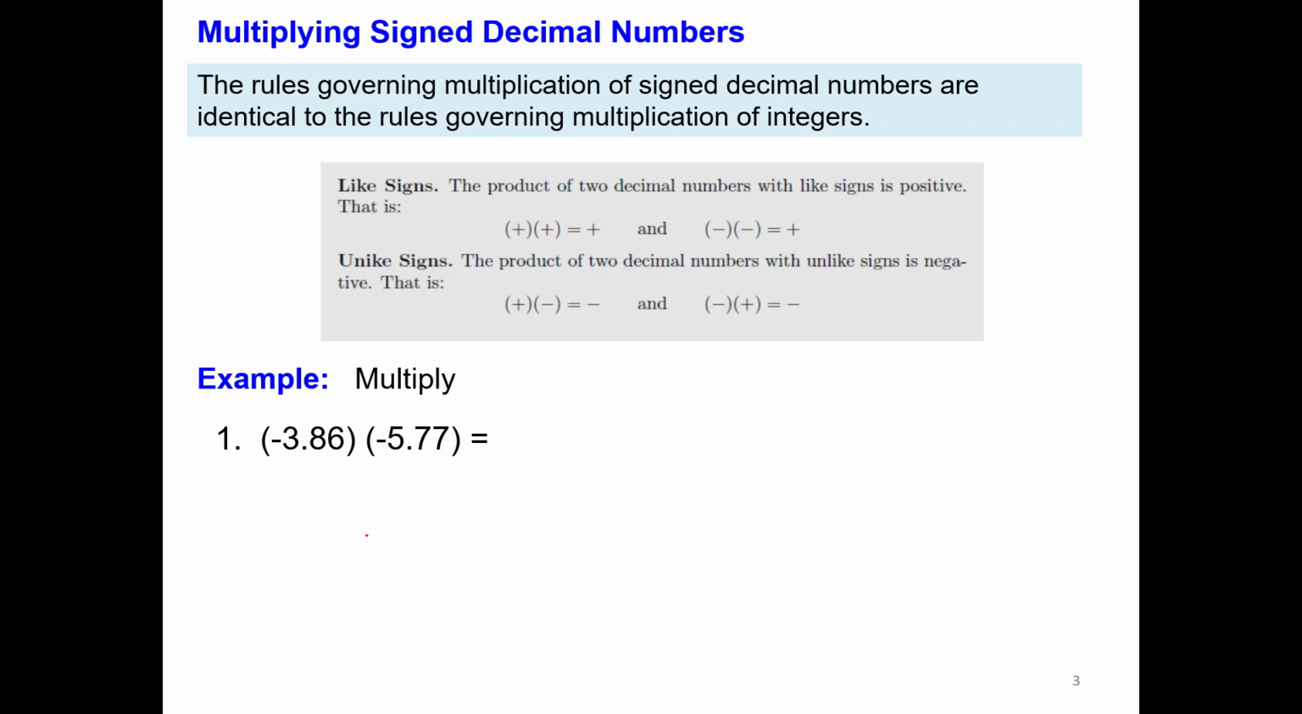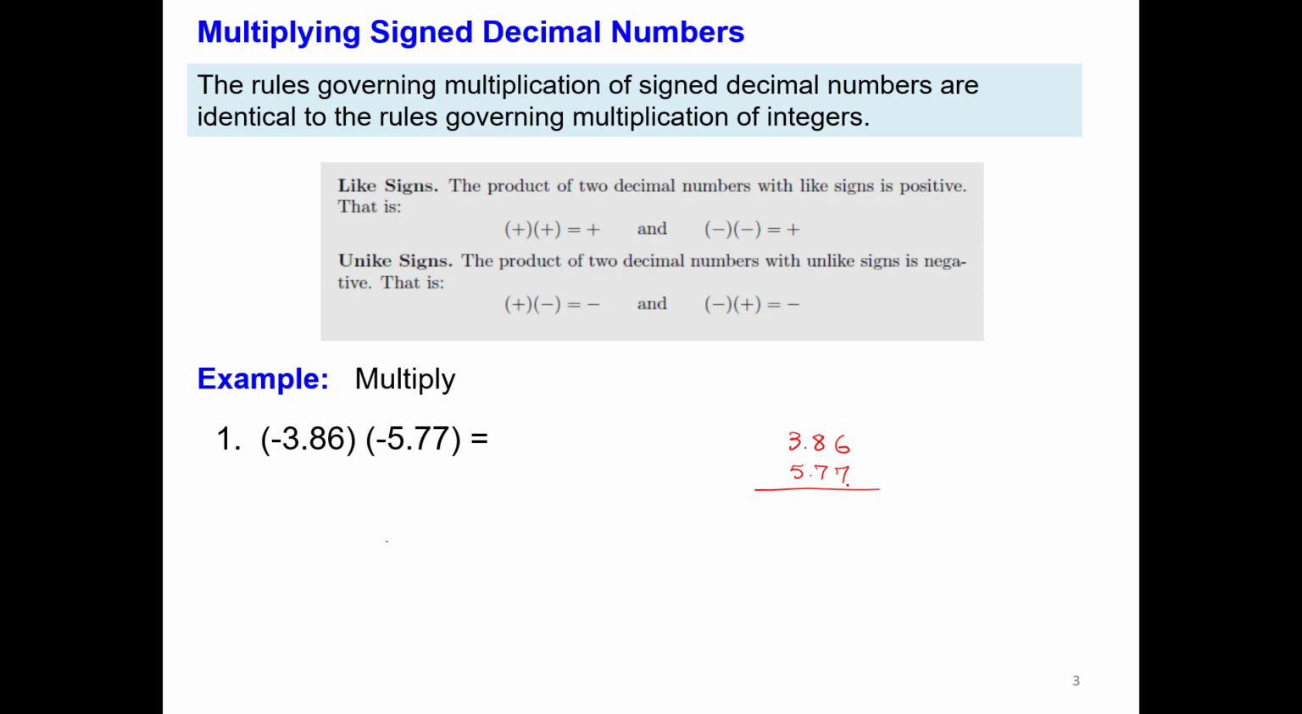Here, it's 3 point. We need more space. Let me multiply on this side: 3.86 times 5.77. Then we multiply these two numbers and we ignore the decimal point. And yes, we multiply the numbers.